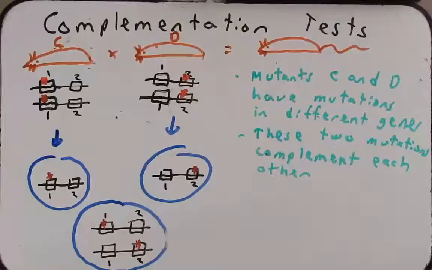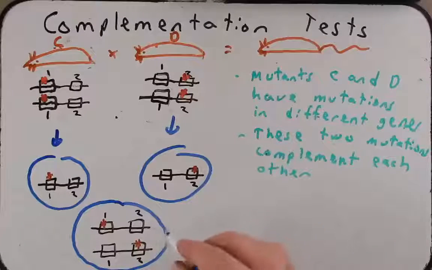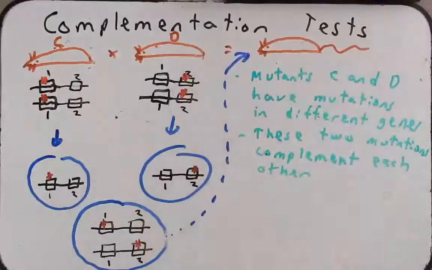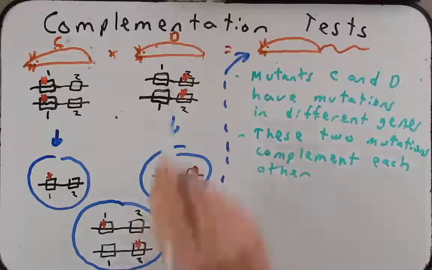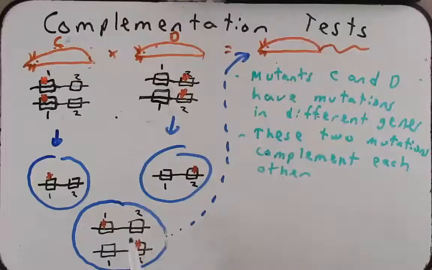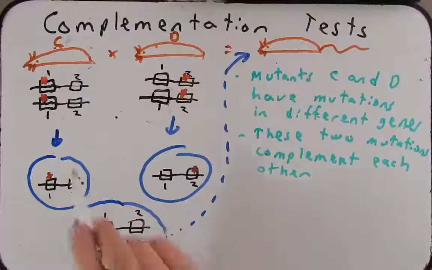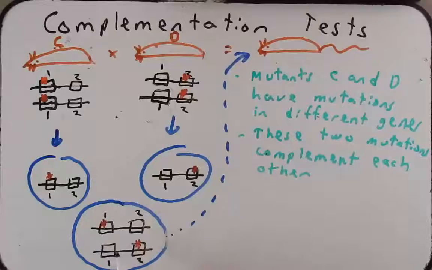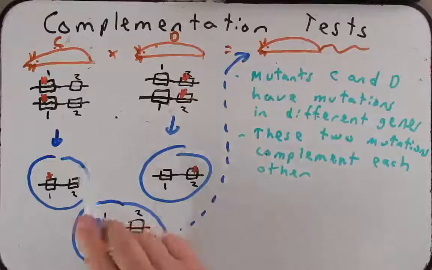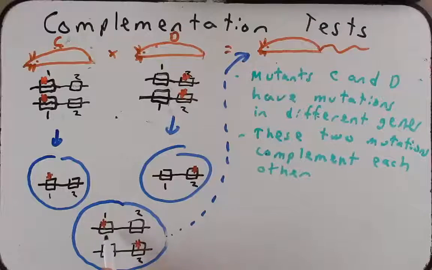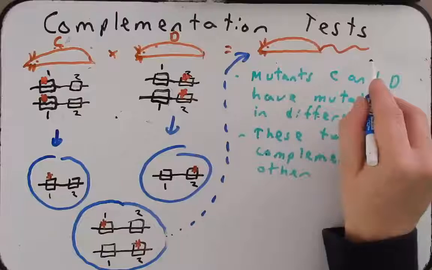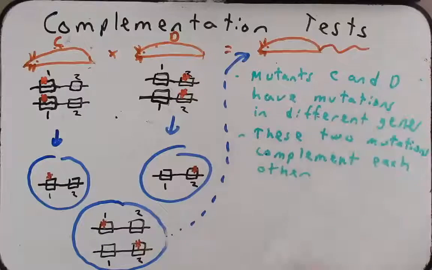As you can see in this zygote here, that's going to ultimately become this mouse here. It has one functional copy of gene 1, which it gets from mutant D, and it has one functional copy of gene 2, which it gets from mutant C. We say then that mutant C and mutant D complement each other because they are able to add the necessary genes to restore the phenotype. In this case, to restore the wild-type phenotype of having a tail.